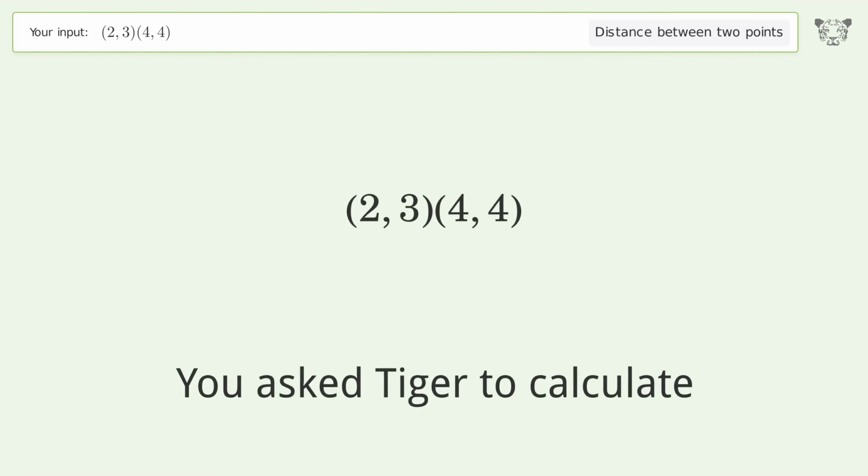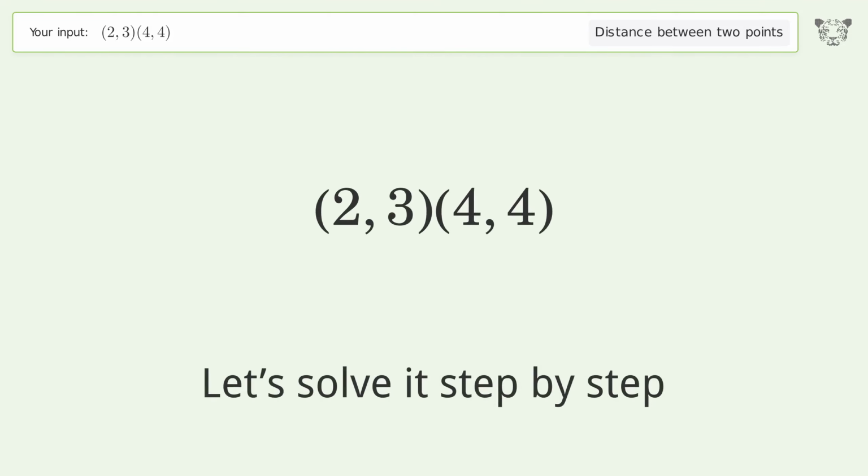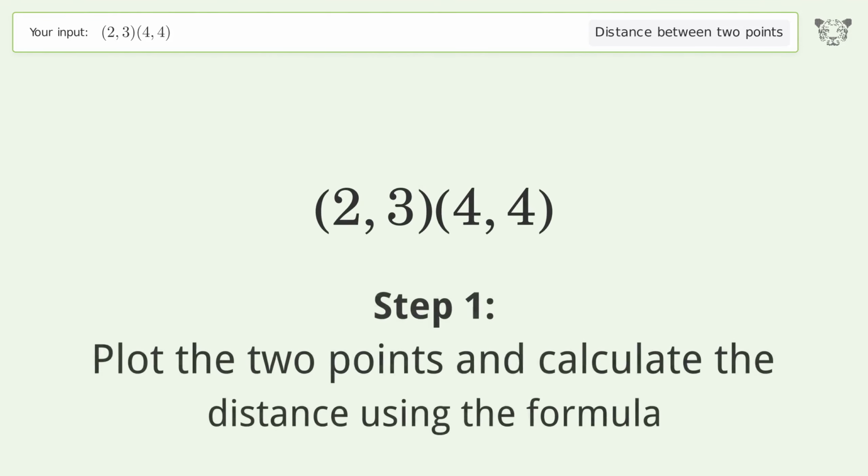You ask Tiger to calculate. This deals with the distance between 2 points. The distance between the 2 points is the square root of 5, or 2.236. Let's solve it step by step. Plot the 2 points and calculate the distance using the formula.